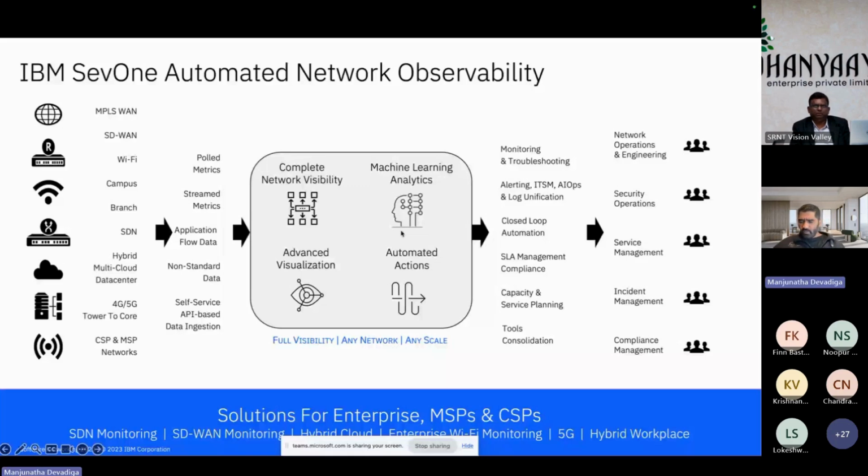We look at the most critical backbone of your business delivery, which is SevOne, which will help you to bring in an entire automated network observability and give you complete insight in terms of troubleshooting, in terms of capacity planning and optimization.